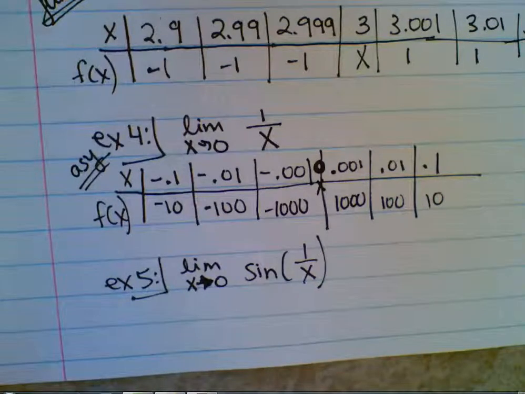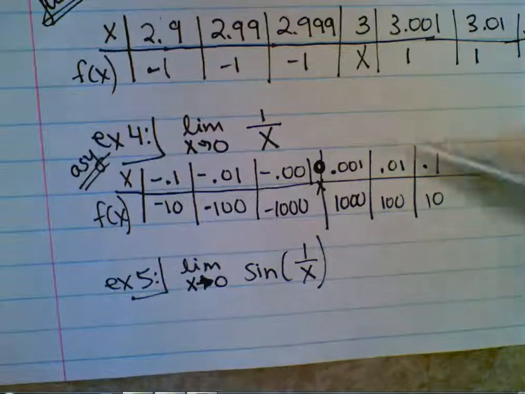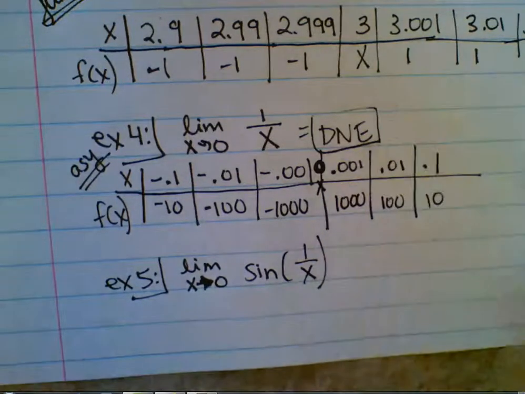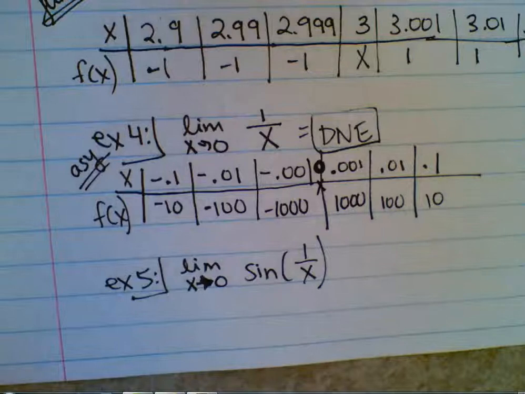So for number 4, guys, I'm going to put up here, again, does not exist. And my final answer would be does not exist. In order to write that down, though, you need to show me some proof, whether it's that table and you can also put your graph.